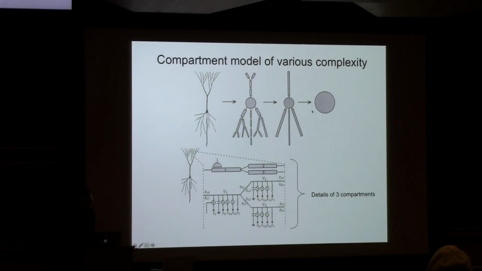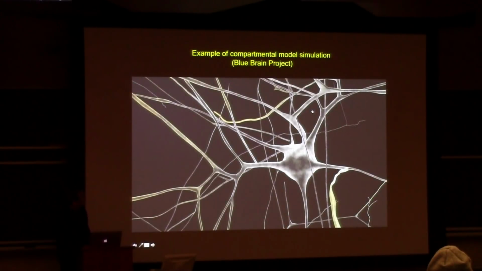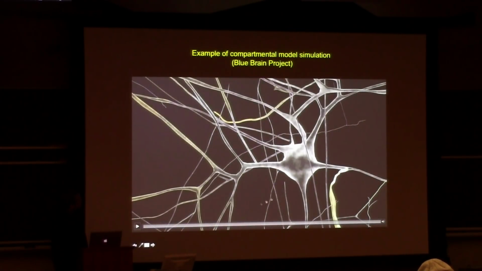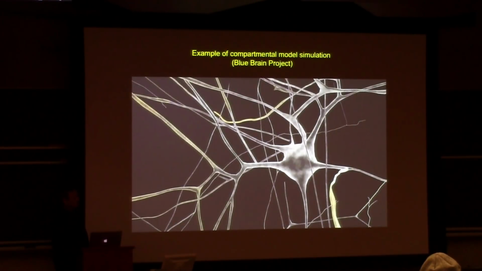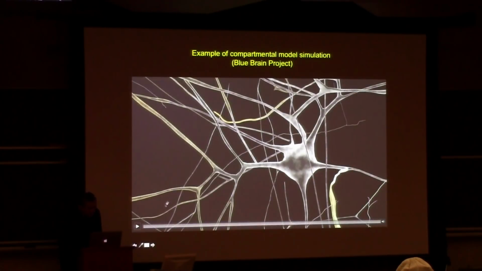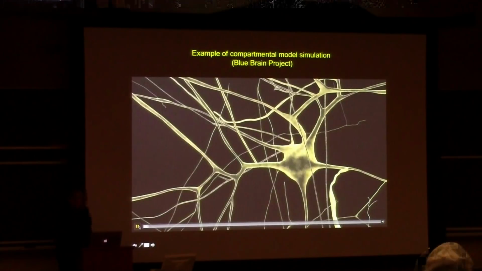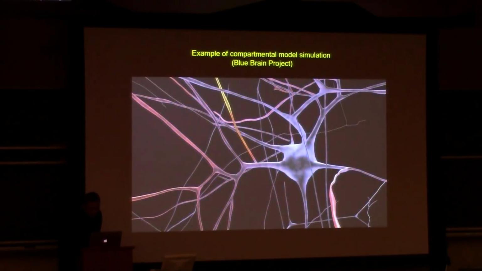Okay, let's look at the realistic model. This is one fairly recent example. It's based on the realistic spatial structure of neurons. They basically got this three-dimensional reconstruction based on serial slices, and then reconstructed the whole thing. Very tedious work. With a realistic model like this, you don't really know exactly what the ion channel distribution is.